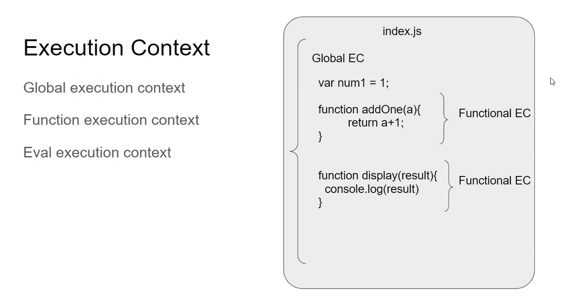While executing a global execution context, the JavaScript engine finds a function call, and whenever it finds a function call, it will create a new function execution context for that function. Now, how does JavaScript keep track of how different functional execution contexts and the global execution context execute? For that, the JS engine uses something called a call stack, which we will explore in the upcoming videos.